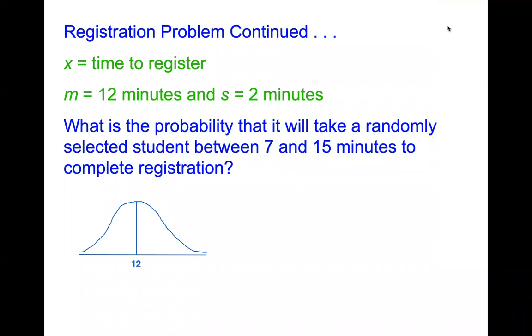So Lily, if you can explain your answer, how did you get it? I just put 7 for the lower part, 15 for the upper part, and then 12 for the mean, 2 for the standard deviation, and then clicked enter and then paste and then enter, and then I got 0.927. Perfect. That is correct. Nicely done.